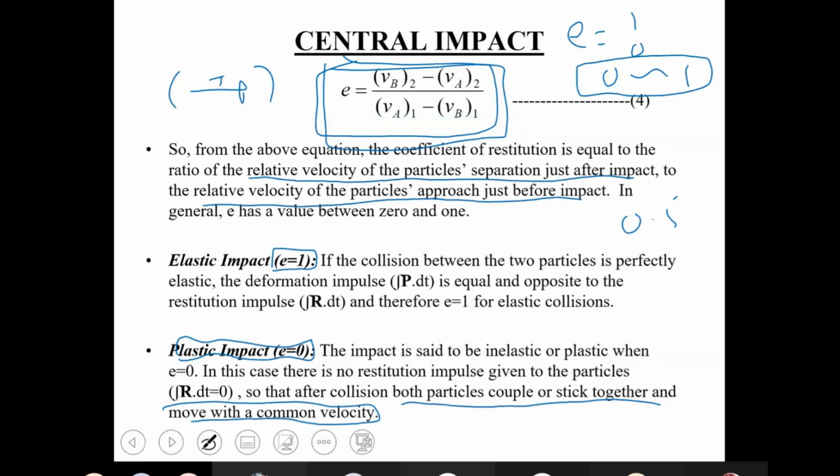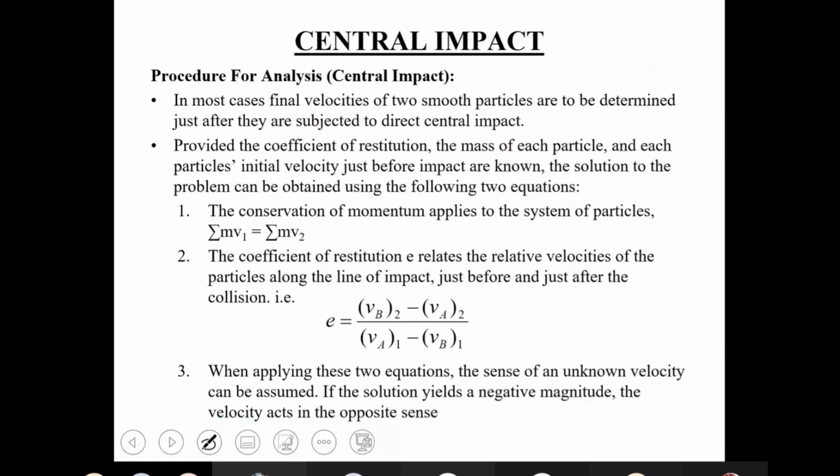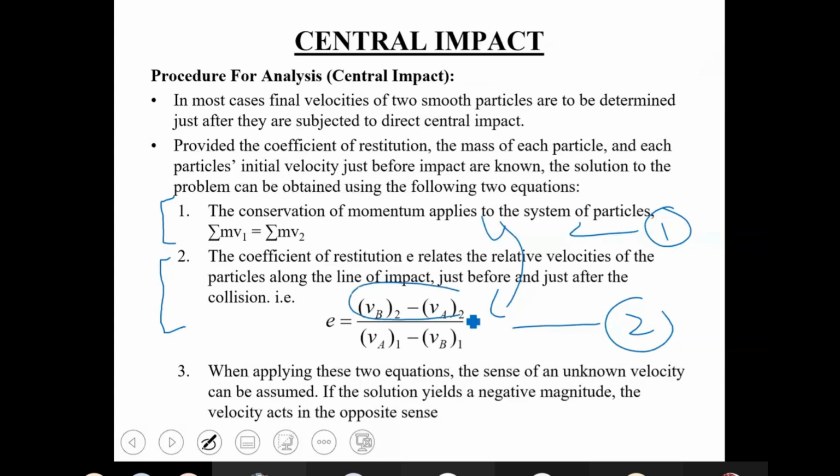So I hope that the whole procedure of central impact and its mathematics is clear to all of you now. For central impact is shown to you here. जैसे अभी हमने डिस्कस किया था, first of all we are going to apply step number 1 on a system, that is the conservation of momentum principle is going to be applied on the system along the line of impact. Then in the second step we are going to apply the coefficient of restitution equation along the line of impact. This will give you two equations, one from conservation of momentum, two from the coefficient of restitution. You are going to solve these two equations simultaneously in order to find out these unknown velocities VA2 and VB2.